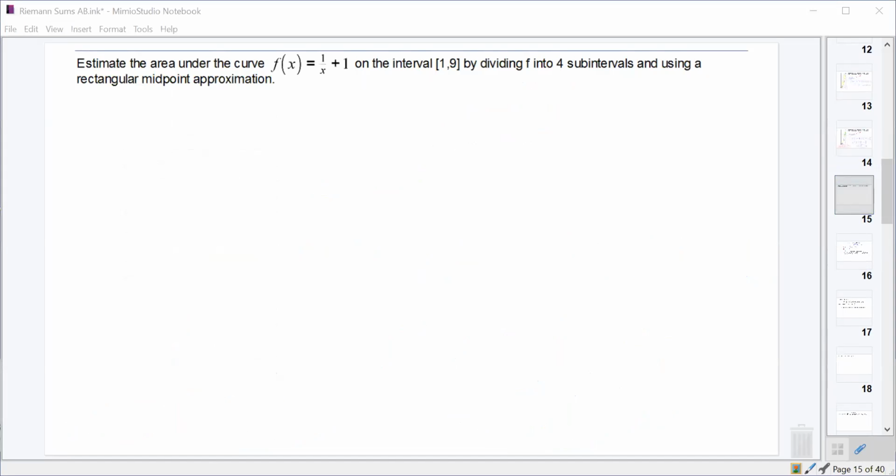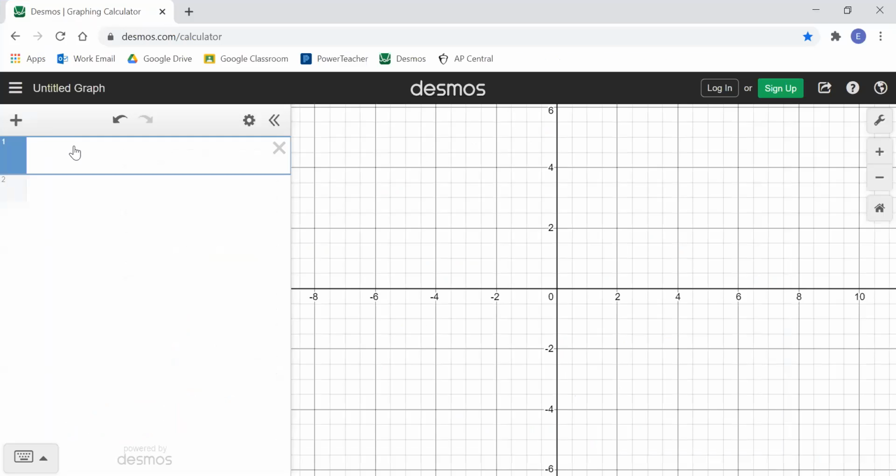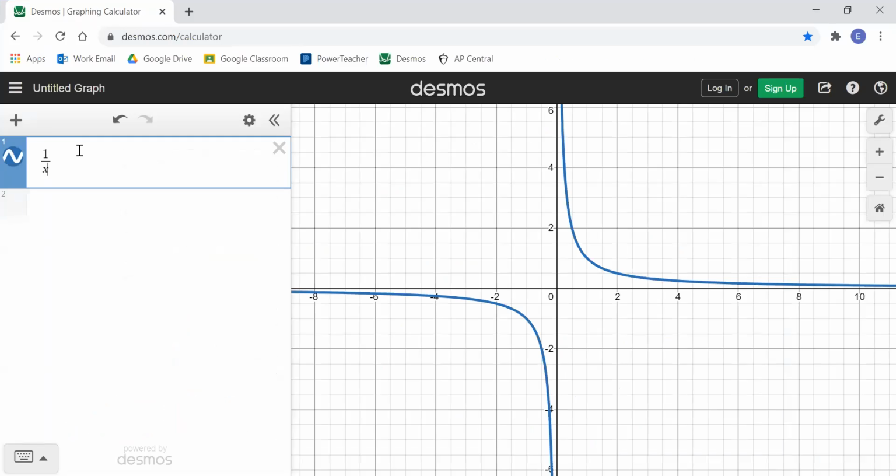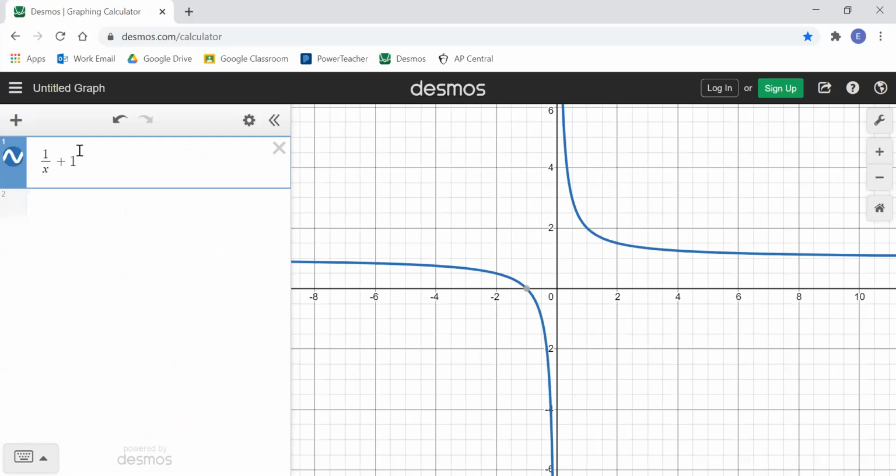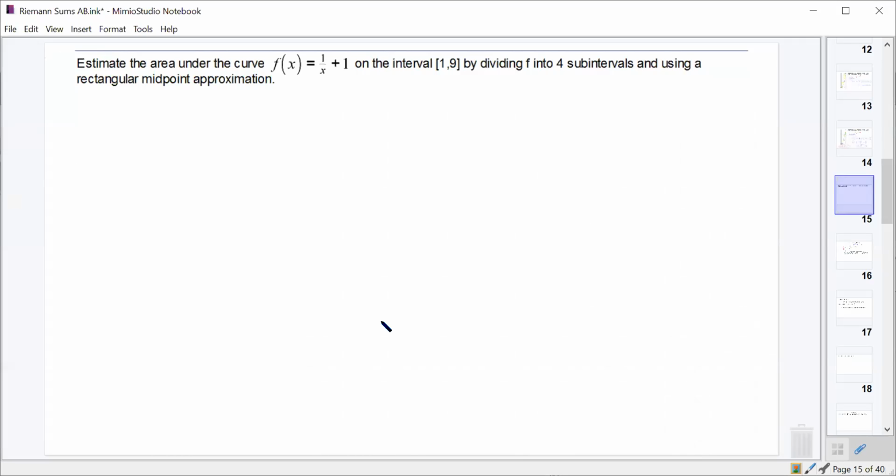I don't know if this will help you, but just for the heck of it, here is the graph on Desmos, just so you can see. I'm sure you can all graph it yourselves, but this is what we're looking for: the area between 1 and 9, this section right here. An approximation for that using 4 subintervals and a midpoint approximation. You guys think you could do that? Yes. All right, I will give you 2 to 3 minutes and you should be able to successfully complete that. Ready, go.